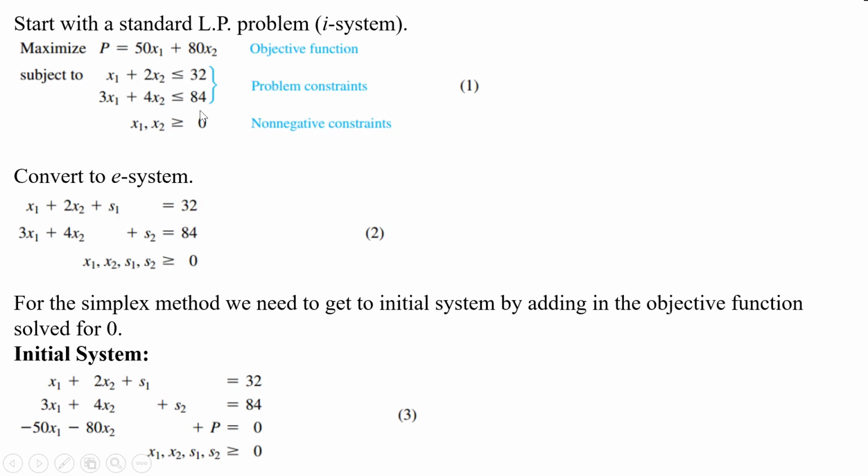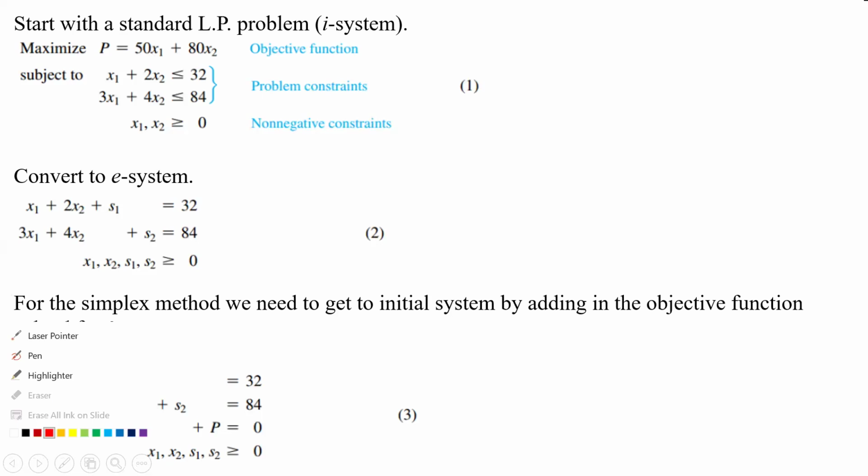Now, so nothing different yet. Now here's where it changes. For the simplex method, we need to actually get an initial system by adding in the objective function solved for zero. So our initial system is going to be basically our first two equations here, and then we're going to take our profit function, take everything to the left side, so I have minus 50x1 minus 80x2 plus p equals zero, and then we still have our x1, x2, s1, s2 all have to be greater than or equal to zero.